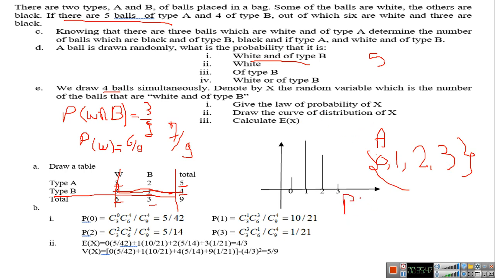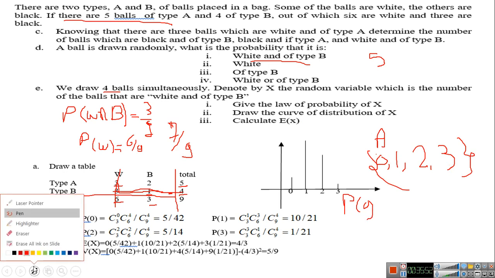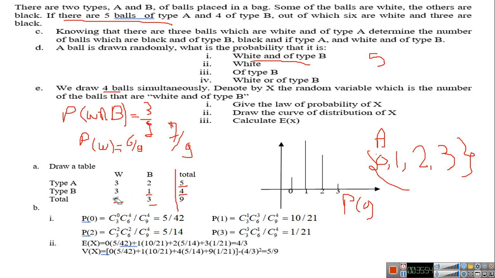P of 0. What does it mean, P of 0? I will never draw any one of these. Let me erase here. So this is white and of type B. I don't want any one of these. So I'm left with how many balls? 6. So it will be 0 out of 3, and the 4, because I want to draw 4 balls, 4 from the rest in 3, 2, 1 over total 4 out of 9.